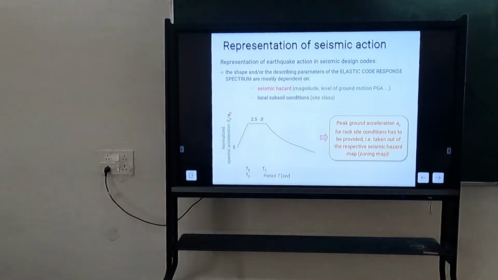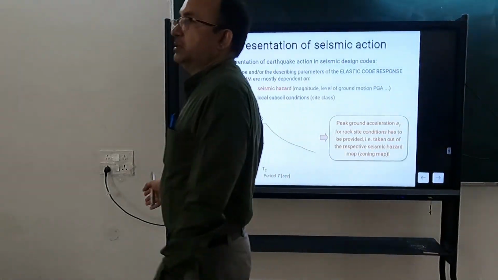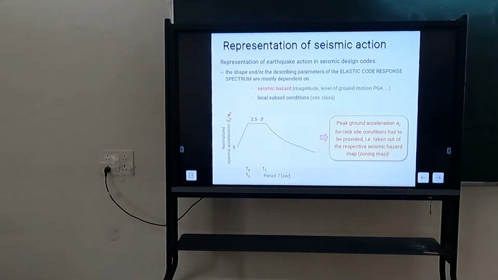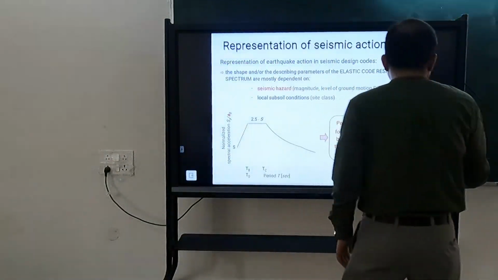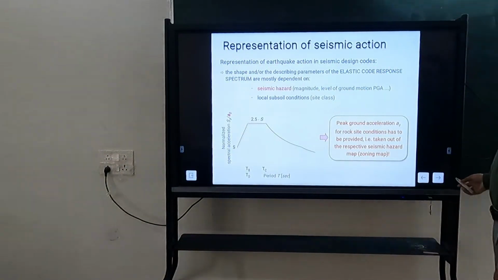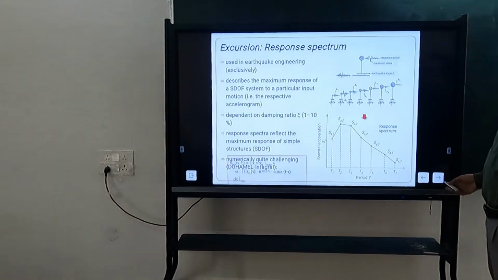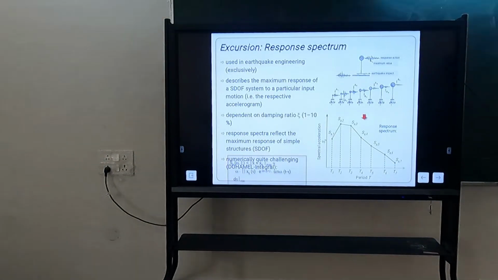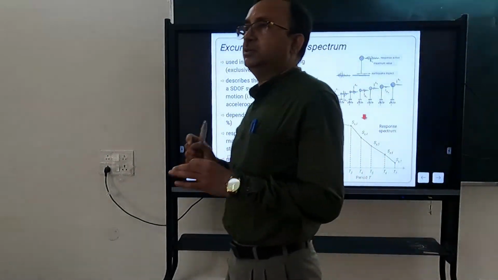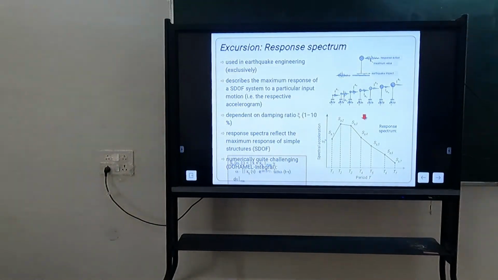Then the most commonly used representation of earthquake which we have seen is none of these three. Rather we use response spectrum. Okay. So what is response spectrum? Response spectrum is obtained from response of a large number of structures. What are those large number of structures? Simple structures, single degree of freedom systems.